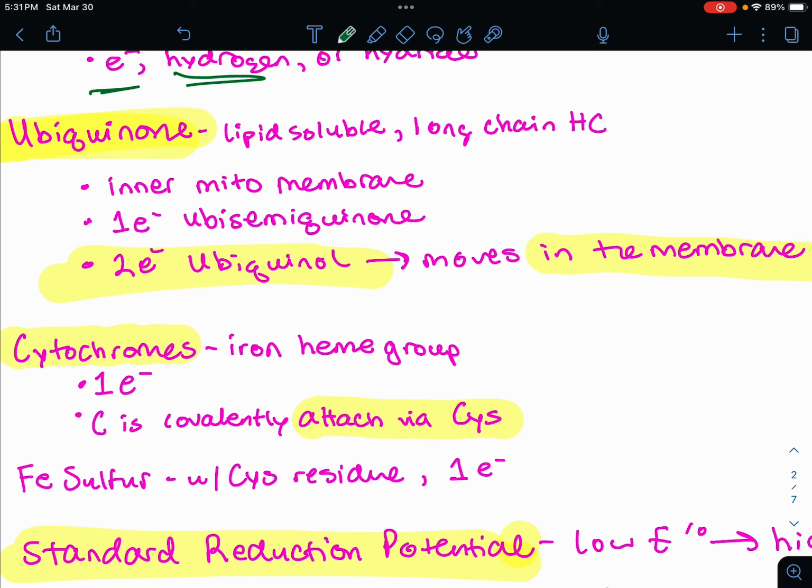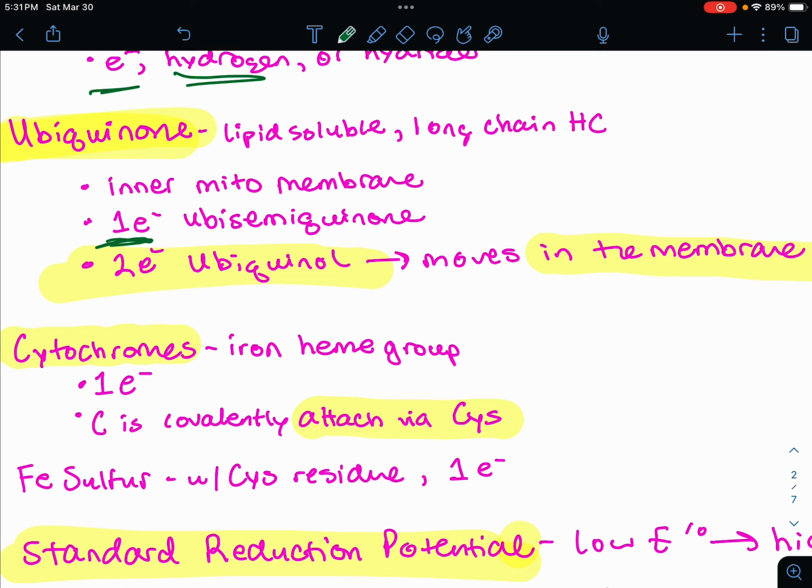One of the first new ones is ubiquinone. This is a lipid-soluble long-chain hydrocarbon. It's a benzoquinone, and it can accept 1 or 2 electrons. It's located in the inner mitochondrial membrane. So when it's accepting 1 electron, this is called ubisemiquinone.